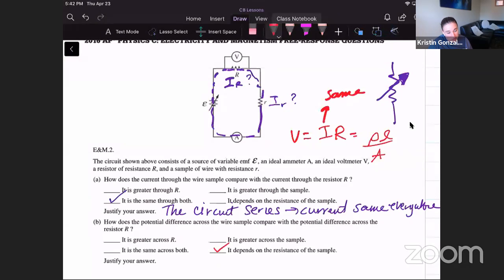So we don't necessarily know if it's going to be greater through the wire sample or greater through the resistor, because it depends on the resistivity of the wire. If the wire has a very low resistivity, then we could say that it would be greater through the resistor. But if it has a greater one, it could be greater through the wire. We don't know. Okay.